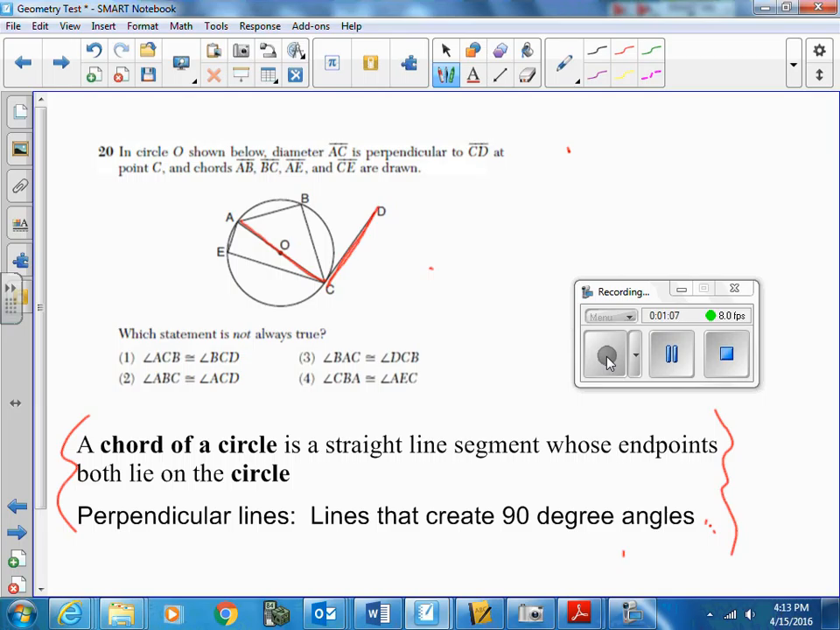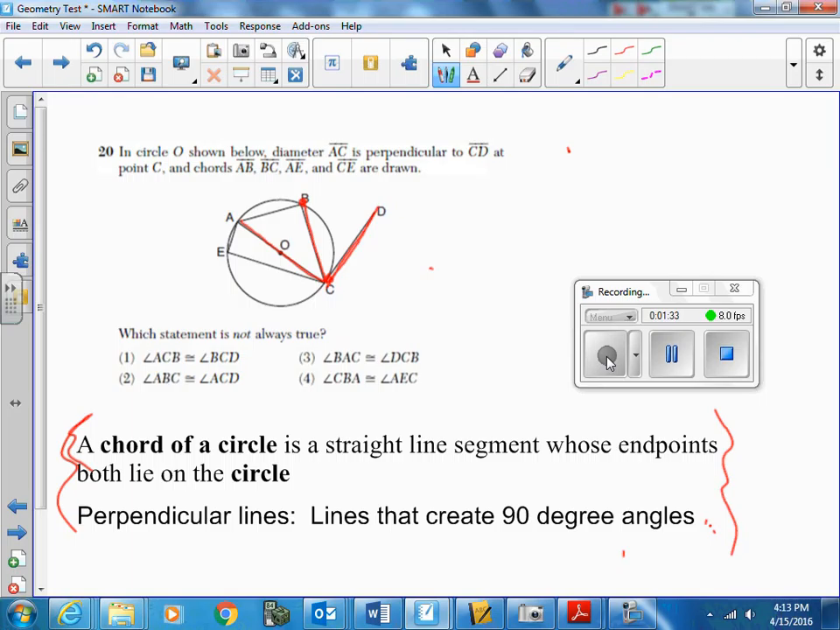And we have the definition for what a chord of a circle is. It is a straight line segment whose endpoints both lie on the circle. So as you can see, BC here is a chord because both endpoints lie on the circle. All right, and our answer is going to, well, let's look at the answer choices.